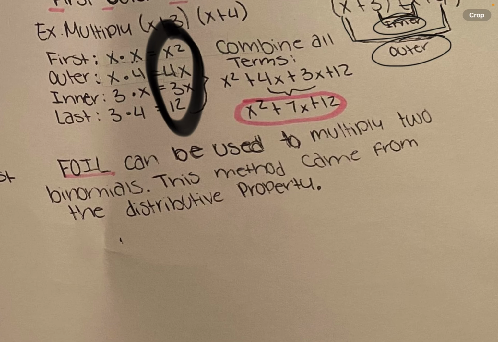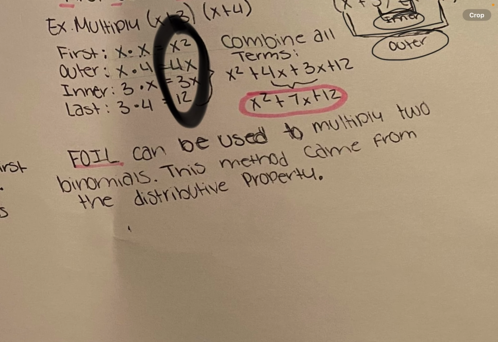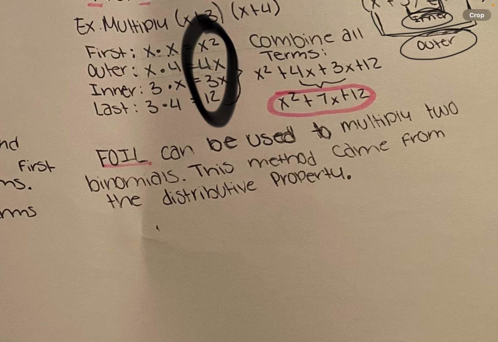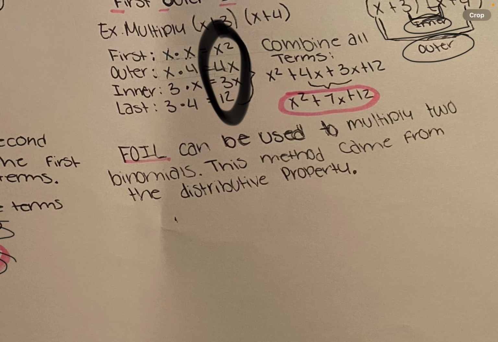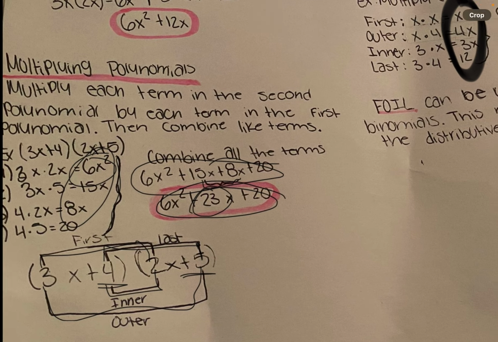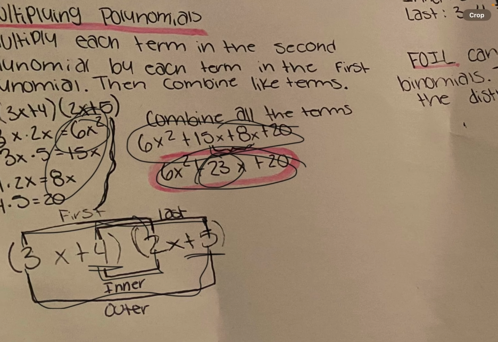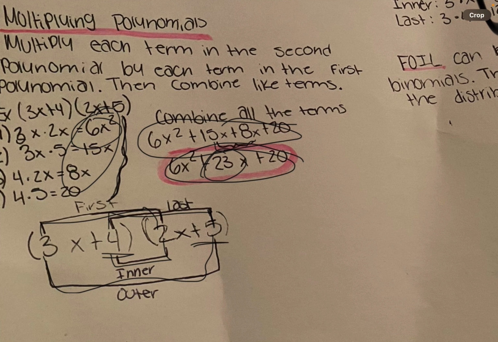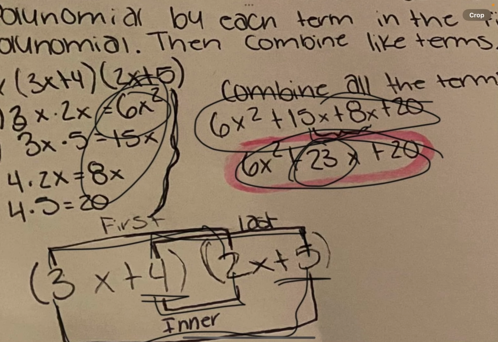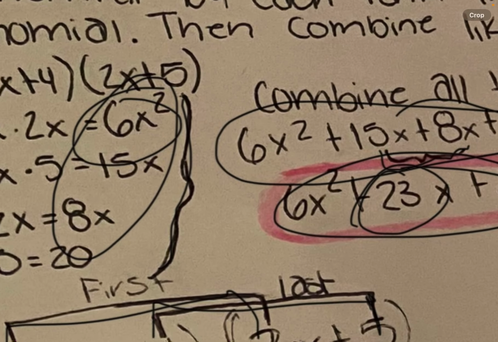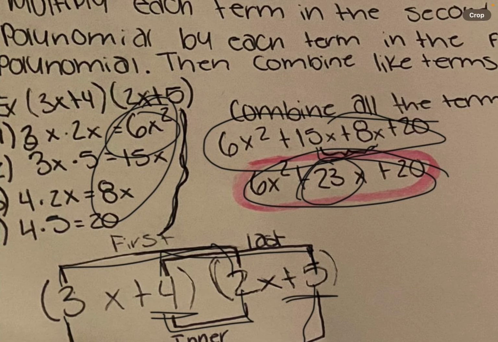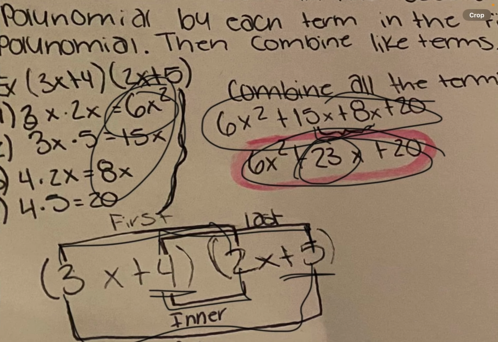I highlighted it in pink. FOIL can be used to multiply two binomials. This method came from the distributive property. And over here is basically multiply each term in the second polynomial by each term in the first polynomial, then combine like terms. So for this example it is (3x plus 4) open parentheses, and then (2x plus 5) close parentheses. We're going to use the same thing.